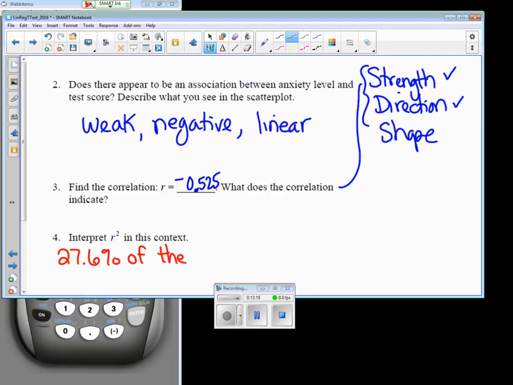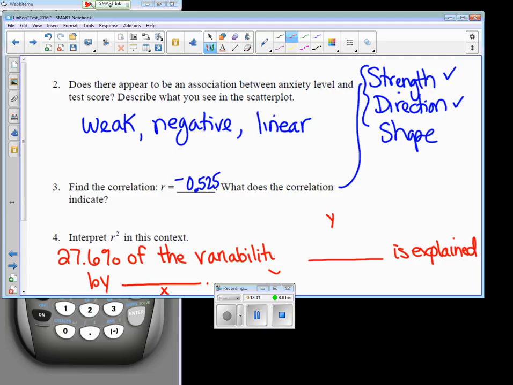Okay, so I'm going to write down what you wrote, and then I'm going to replace a word. So 27.6 of the variability in Y that can be explained, is explained, we'll say, is explained by X. And I'm going to use the word of here. But same idea, okay? So it's a percentage, and remember that data has variability in it. And this is an actual measure of the variability in one variable that's explained by another.